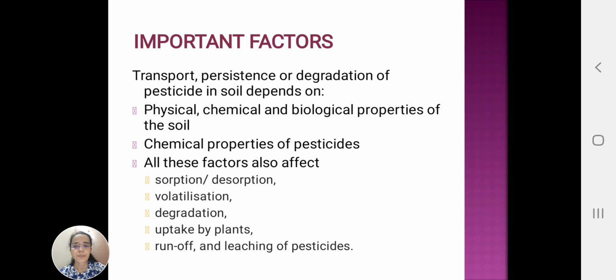Moreover, soil permeability affects the water movement, and highly permeable soil allows water to percolate more easily. Thus, leaching and runoff also occur.